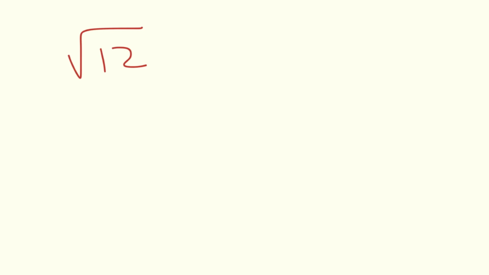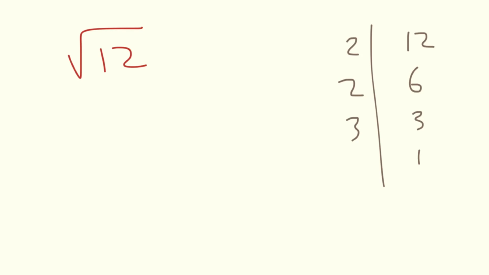The idea again is to factor 12. Let's just factor this on the side here. What is 12? You can divide it by 2, you get 6, and you divide by 2 to get 3, and then divide by 3, get 1. So you can think of 12 as 4 times 3, or you can think of it as 6 times 2, right? So which one can we write?